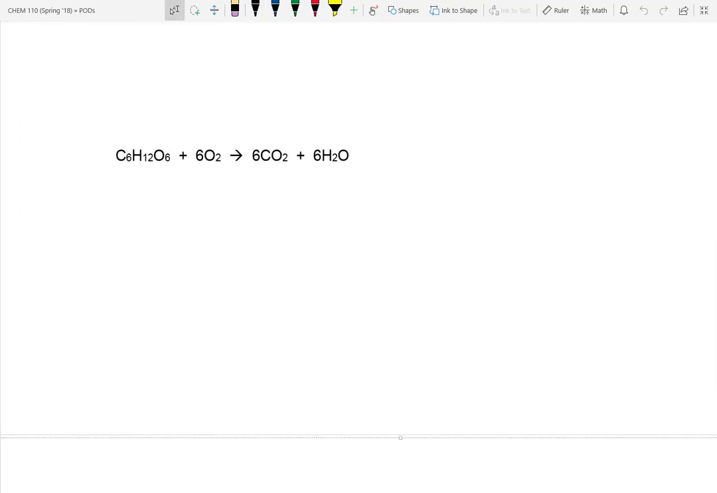All right, so this one's a little bit tricky. Let's consider all of these hydrogens. What charge will hydrogen always have? +1. And what charge will oxygen always have? 2 minus. All right, now we've got some funky math to do.